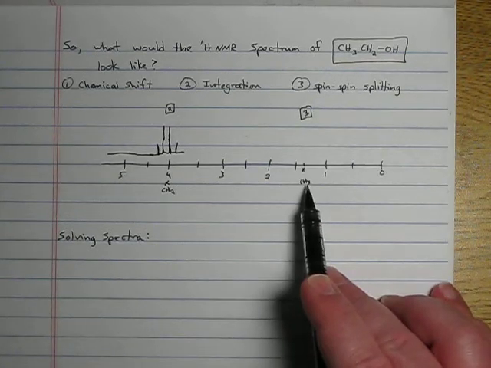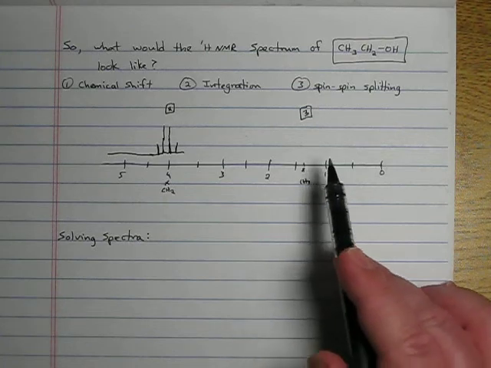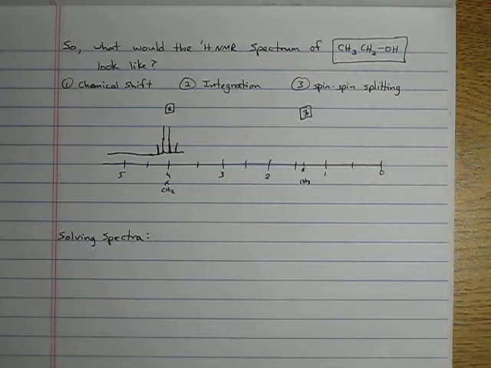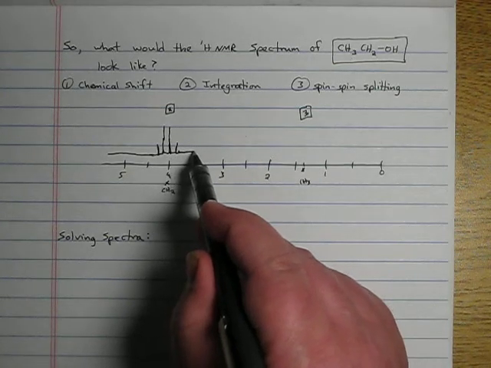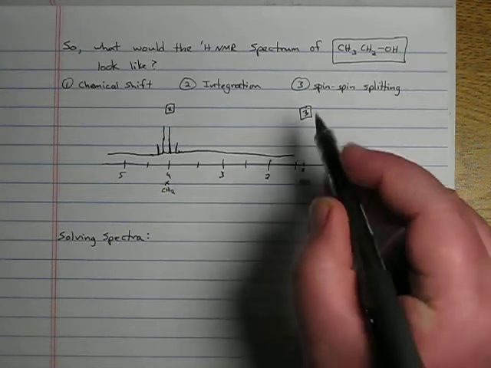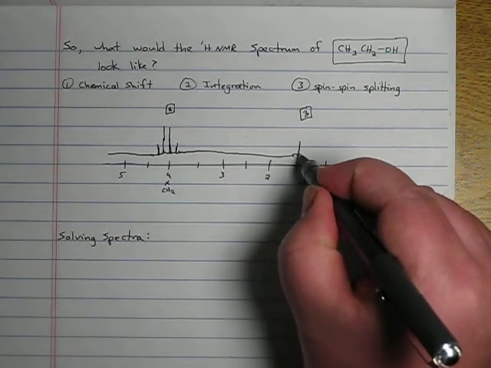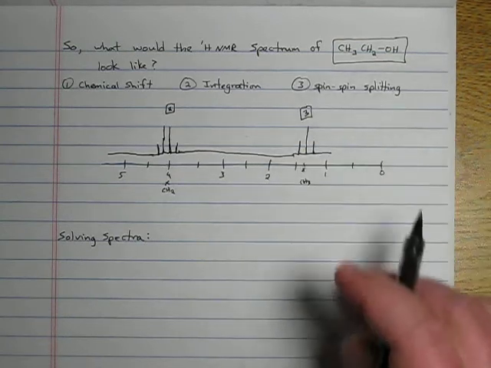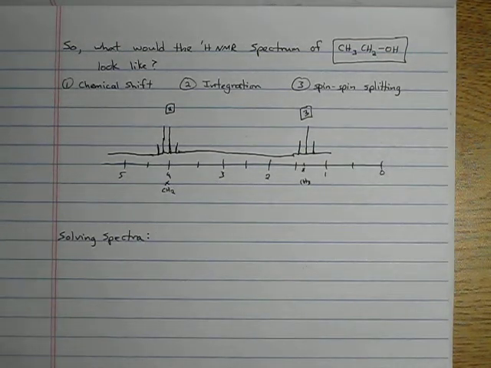Now let's look at the CH3. How many hydrogens next door? 2 hydrogens next door. Well, Pascal's triangle tells us 2 hydrogens next door is going to give us a 1 to 2 to 1 triplet. All right. One thing left.